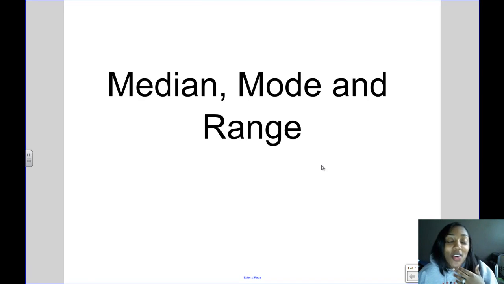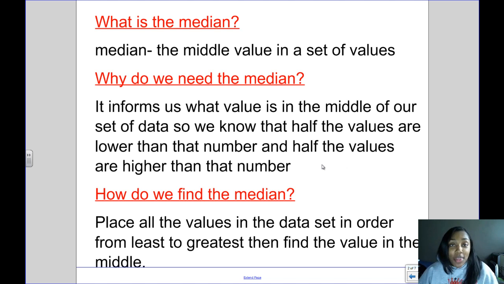So today's video is about finding the median, mode, and range of a set of data. So let's start with the median. What is the median? The median is the middle value in a set of values.